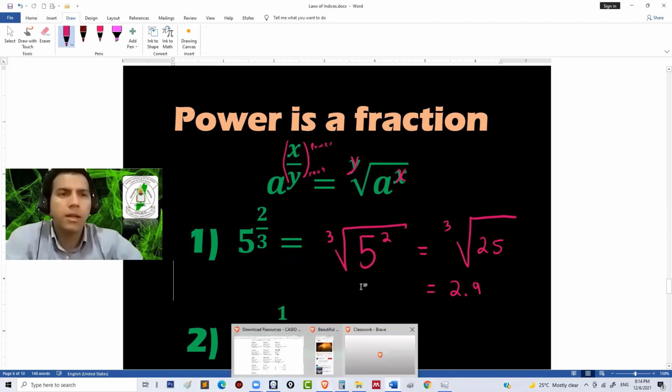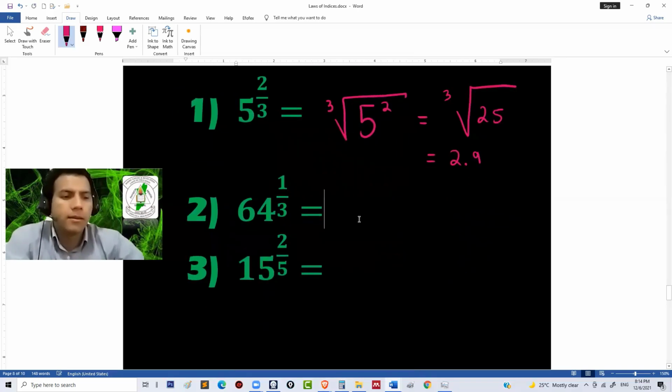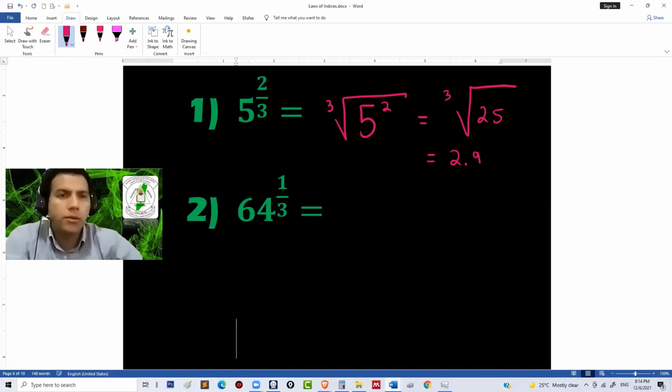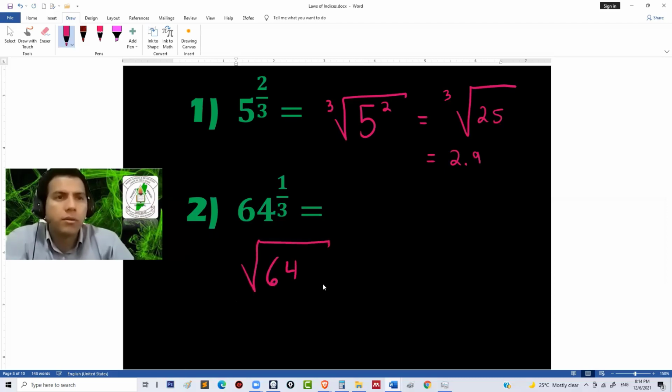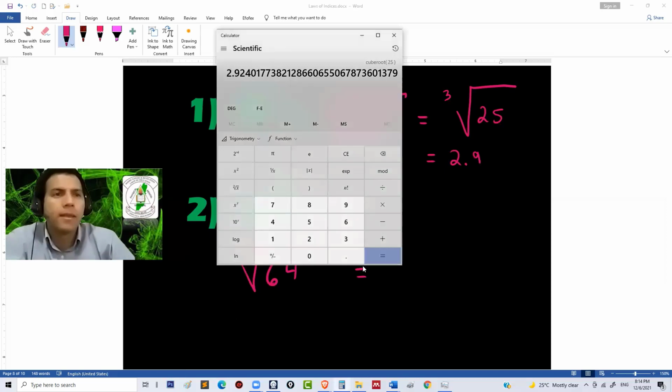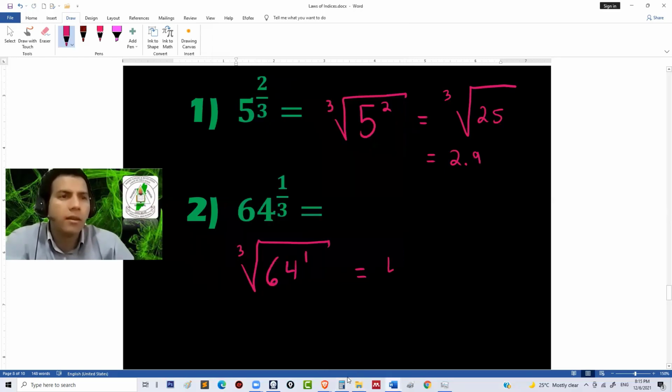Just be aware that some calculators operate differently, so you'll have to look at that scenario as well. Let us focus on 64 raised to the 1/3. We write 64, our root. We write the power inside and the root outside. So it's the cube root of 64. Once again, 64 shift third root. The answer is 4.